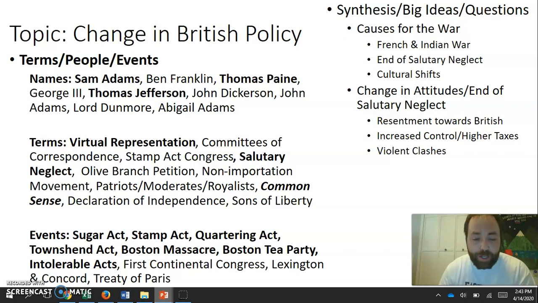There was the Olive Branch Petition to try to solve this right before we actually had the war, and that got ignored. But on the flip side, you know, the colonists acting badly. There was the Boston Tea Party, where they decided to throw all that tea in the harbor for no reason whatsoever. All right, so all of these factors kind of contribute to what causes the war.